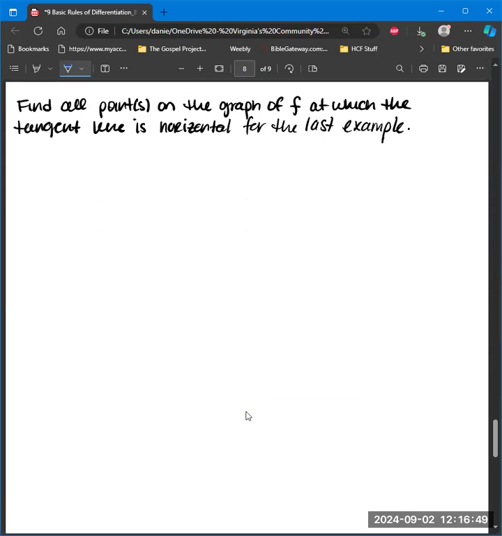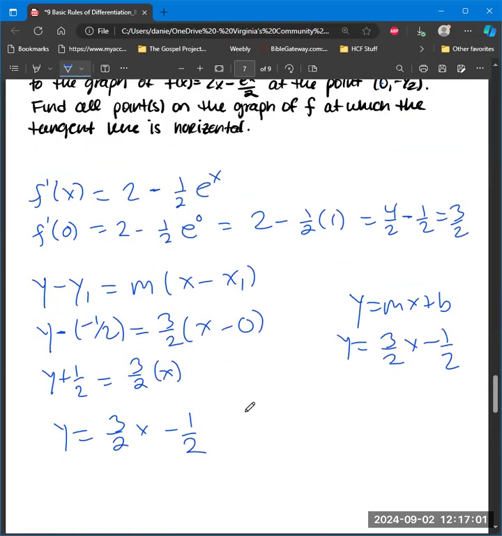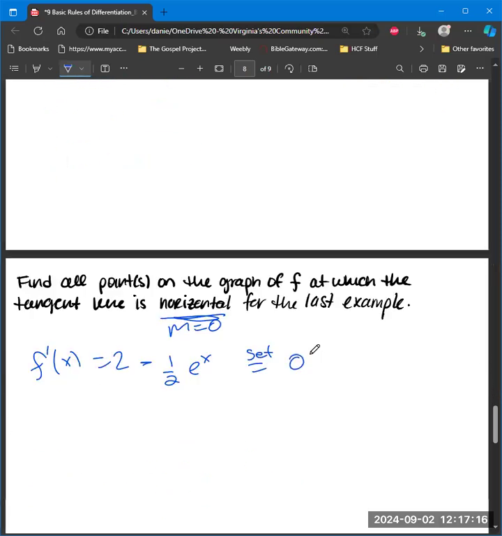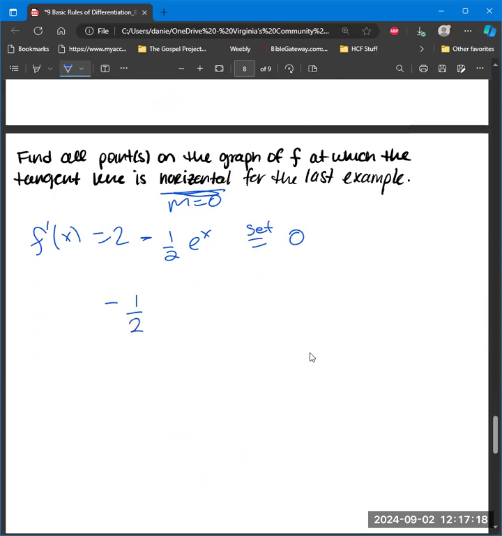So now let's find all points on the graph of f for which the tangent line is horizontal, meaning that the slope is 0, for the last example. If we have f prime of x equal to 2 minus 1/2 e to the x, and we want to set that equal to 0, then that means that negative 1/2 e to the x is equal to negative 2, and e to the x is equal to negative 2 times negative 2, or e to the x is equal to 4.